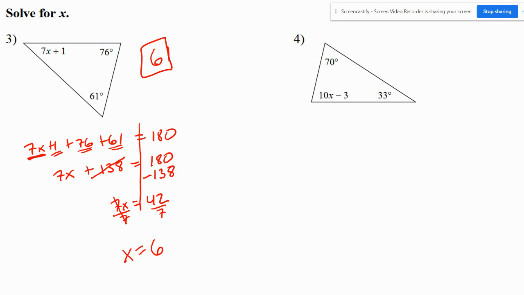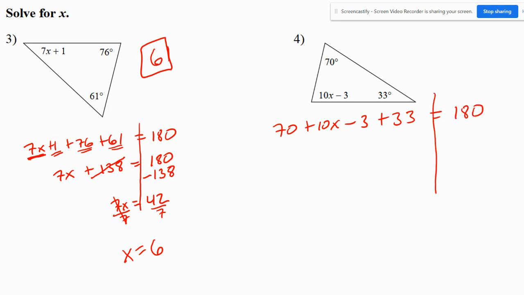Now looking at question number 4. Once again, I'm going to add the angles. It doesn't matter which angle we start from. So I'm just going to say 7 plus 10x minus 3 plus 33. Your Algebra 1 teacher was supposed to tell you when you're adding polynomials, first, write them without parentheses. Some of you had parentheses when you were learning in Algebra 1. I'm just writing it as it is. I just copy everything with the signs that it had. And this is equal to 180.